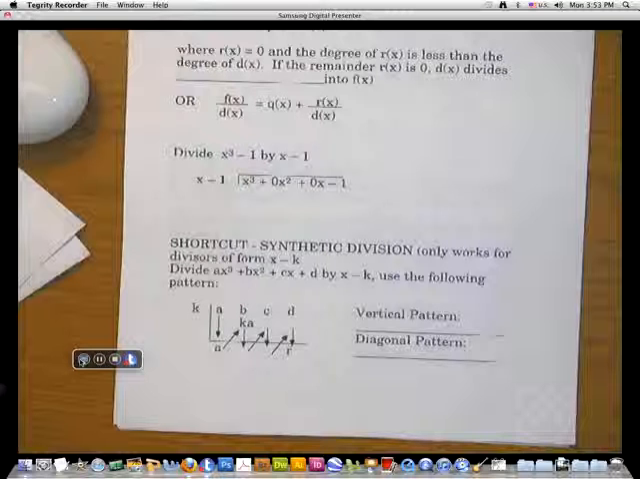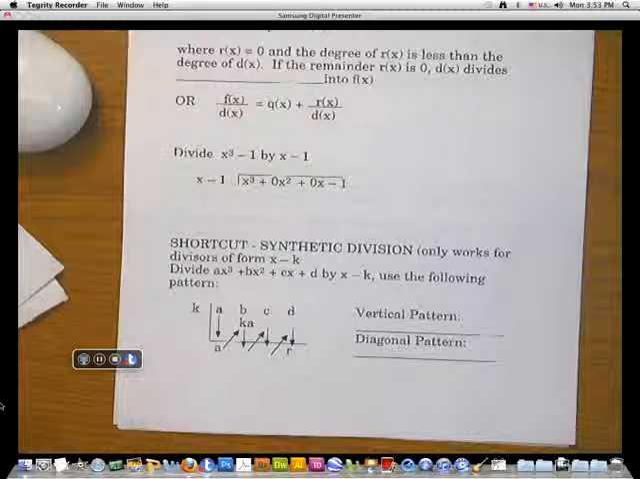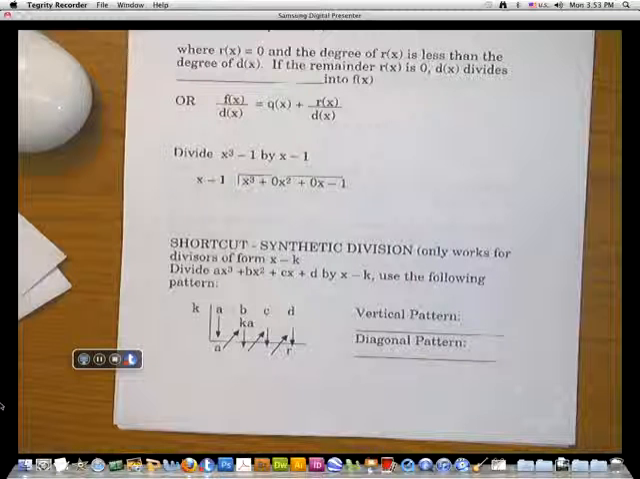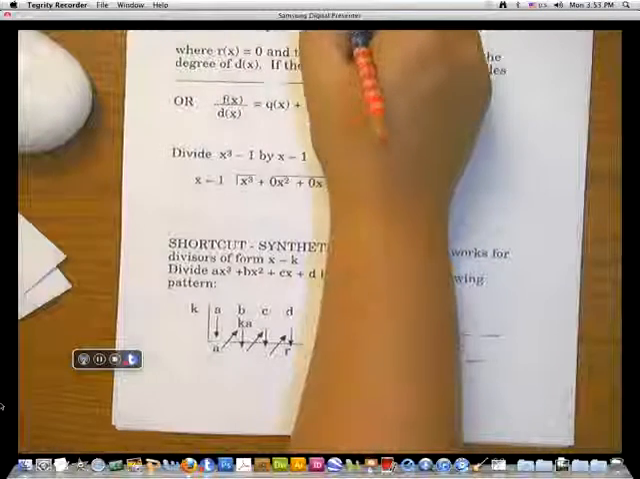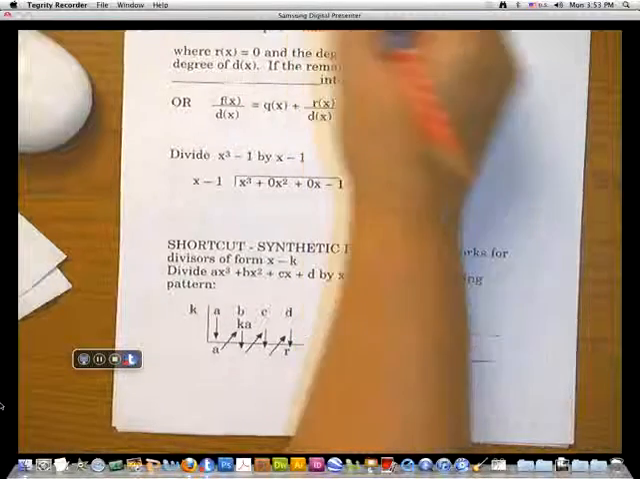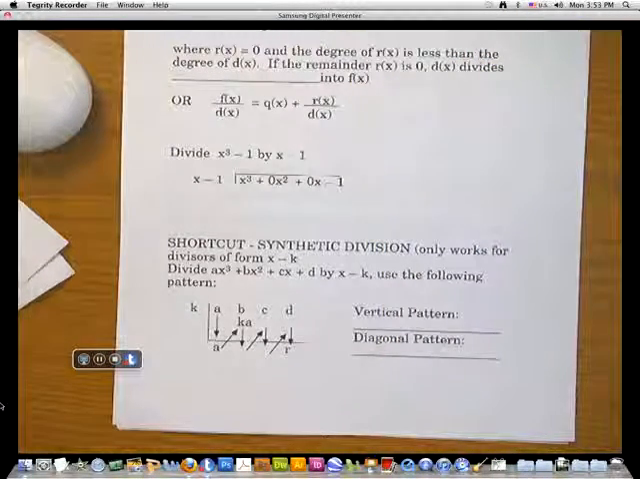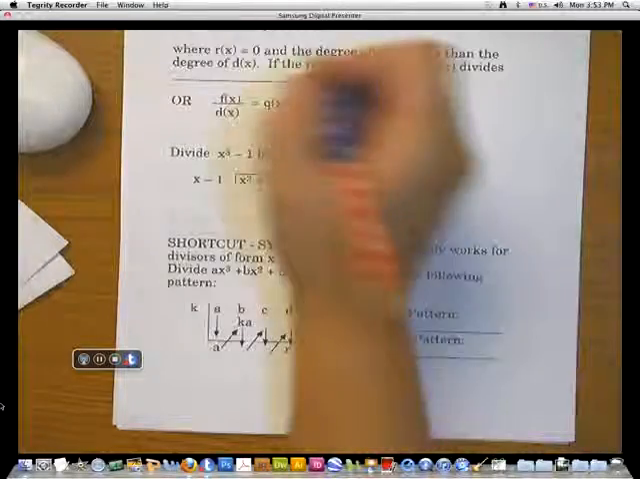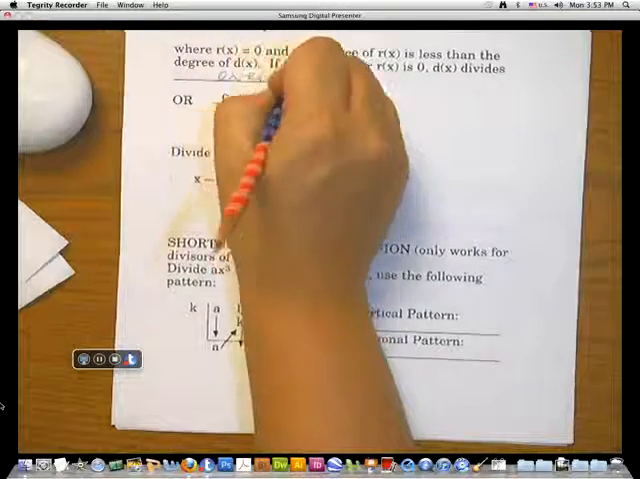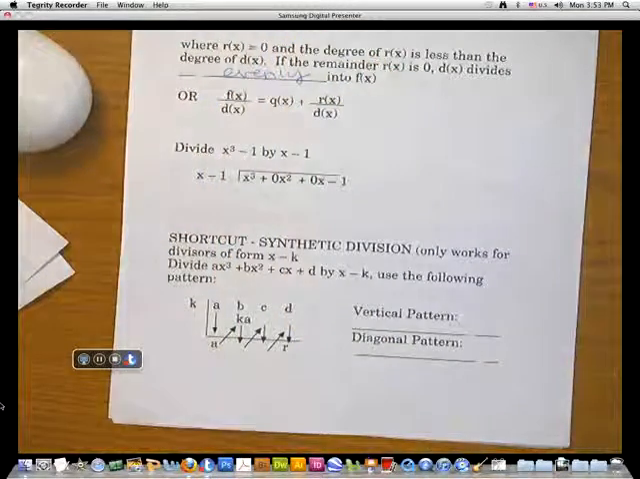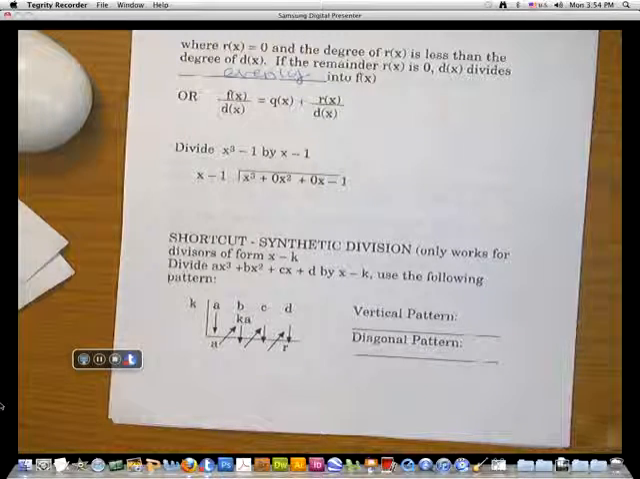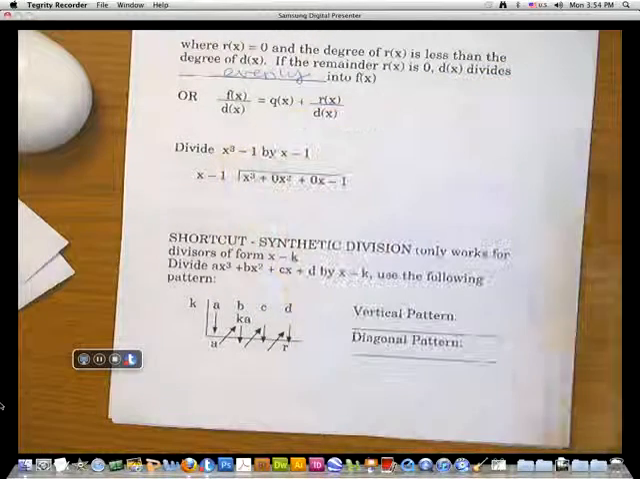Alright. Page 2. If f of x and d of x are polynomials, as long as d of x is not 0 and the degree is greater than or equal to f of x, there is a unique polynomial, meaning you can divide it evenly. Alright, so what does all that mean? Let's just jump down here.